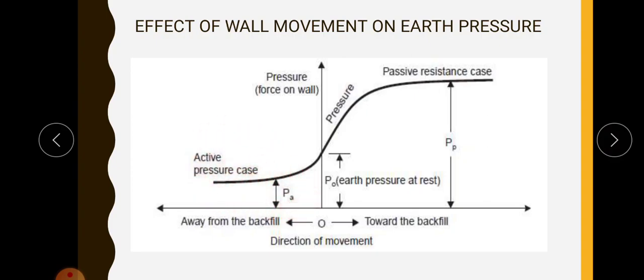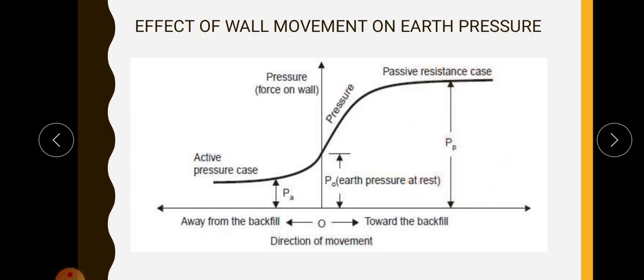In the case of passive earth pressure, the retaining wall is moving towards the backfill. Since the retaining wall is moving towards the backfill soil, it gets compressed and its earth pressure will increase until failure occurs, and that earth pressure is known as passive earth pressure. So it is the maximum value of earth pressure, the highest value.